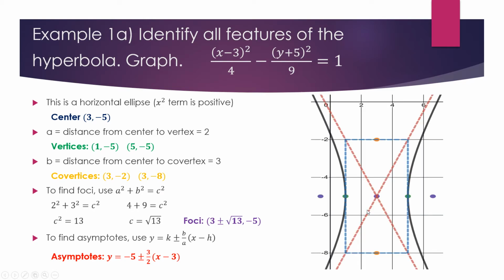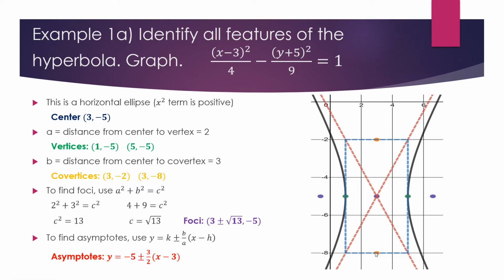To make the graph, I wish I had a way to show you step by step what I'm doing, but I will talk through it for you. The first thing you're going to put on your graph is your center. So our point at 3 comma negative 5 is right here. Then we put on our vertices. 2 spaces to the left and right of that gave us our 1 negative 5 here and our 5 negative 5 here. Then I'm going to put my co-vertices on. 3 spaces above and below my center took us to the 3 negative 2 and the 3 negative 8.